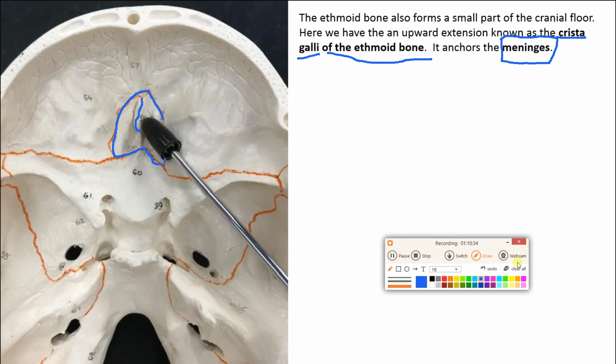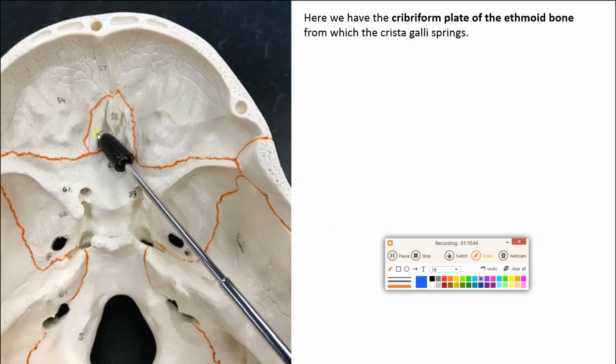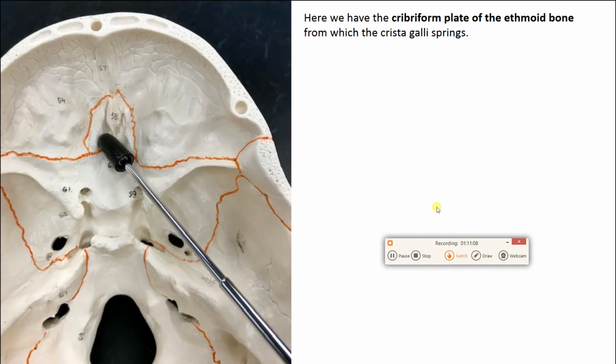If we look to the side of it, there is a flat portion. This flat portion's flattish on either side of it. So where the 58 is right there, that's the crista galli. On either side is the flat part. It is called the cribriform plate. The word cribriform tells us that it has holes. That's what the word cribriform means. It's got holes. And if I look at this real skull here, I can actually see the holes.